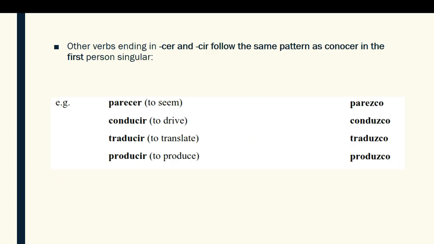Other verbs ending in cer and cir follow the same pattern as conocer in the first person singular. Like parecer, to seem, which in first person singular is parezco. Conducir, which means to drive, conduzco. Traducir, to translate, in the first person singular, traduzco. Producir, to produce, produzco.